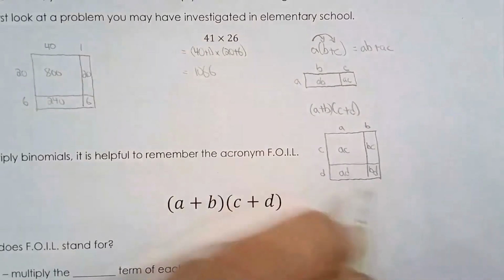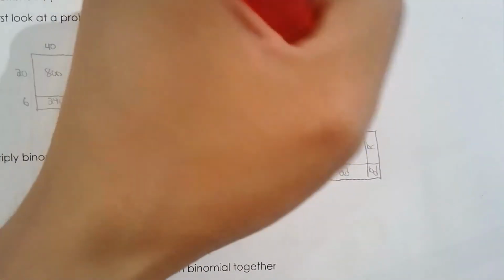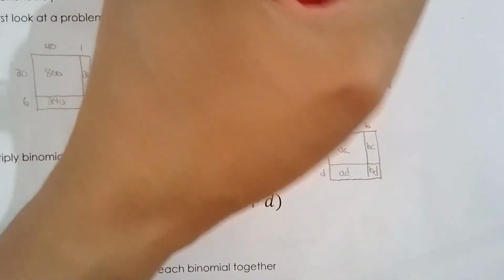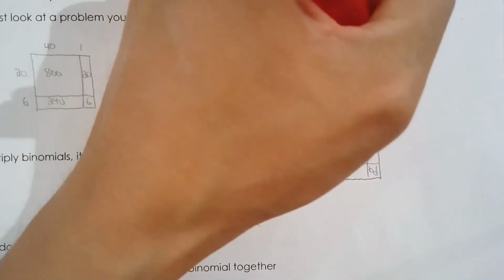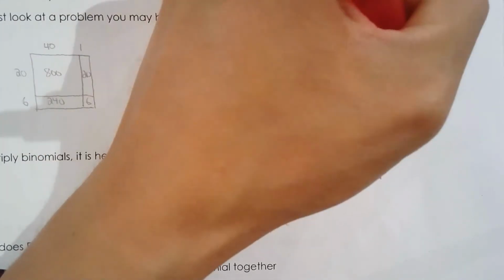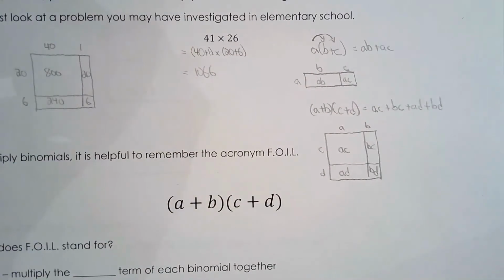So this is A, B, C, D. So this rectangle here is AC. This rectangle here is BC, AD, BD. And of course, the area of the big rectangle can be found by taking the sum of the 4 smaller rectangles. So AC plus BC plus AD plus BD. Okay? So that's how you multiply a binomial with another binomial.